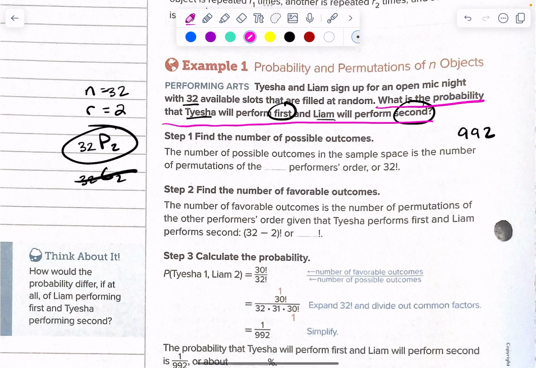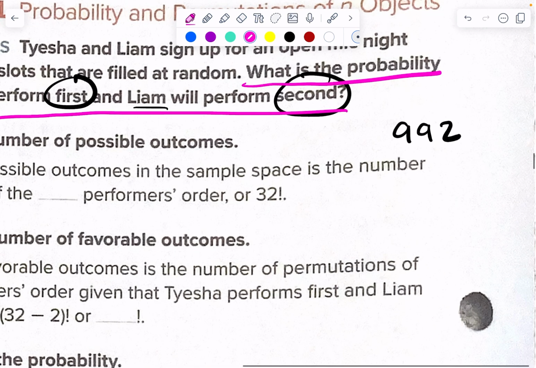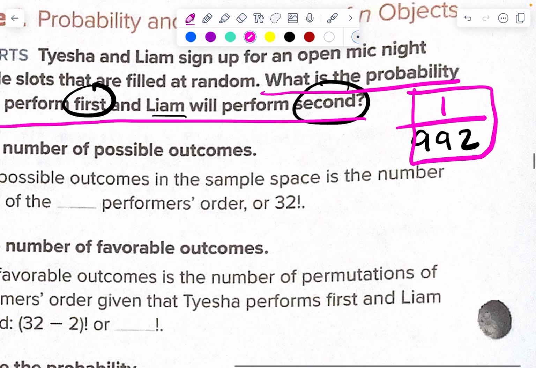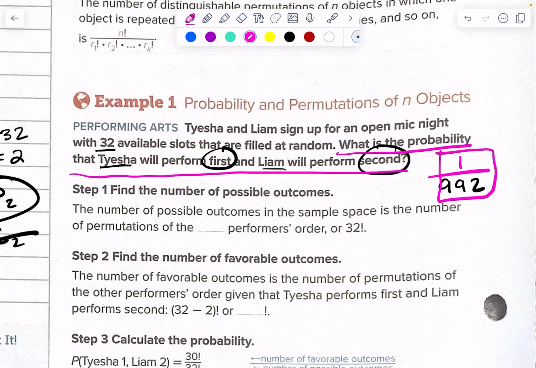Now, the only difference is they say, what is the probability that this person's first and this person's second, right? This is how many combinations there are. But there is only one combination out of the 992 that has Taisha as first and Liam as second. So that's how we make that into a probability. 1 out of 992. Okay?